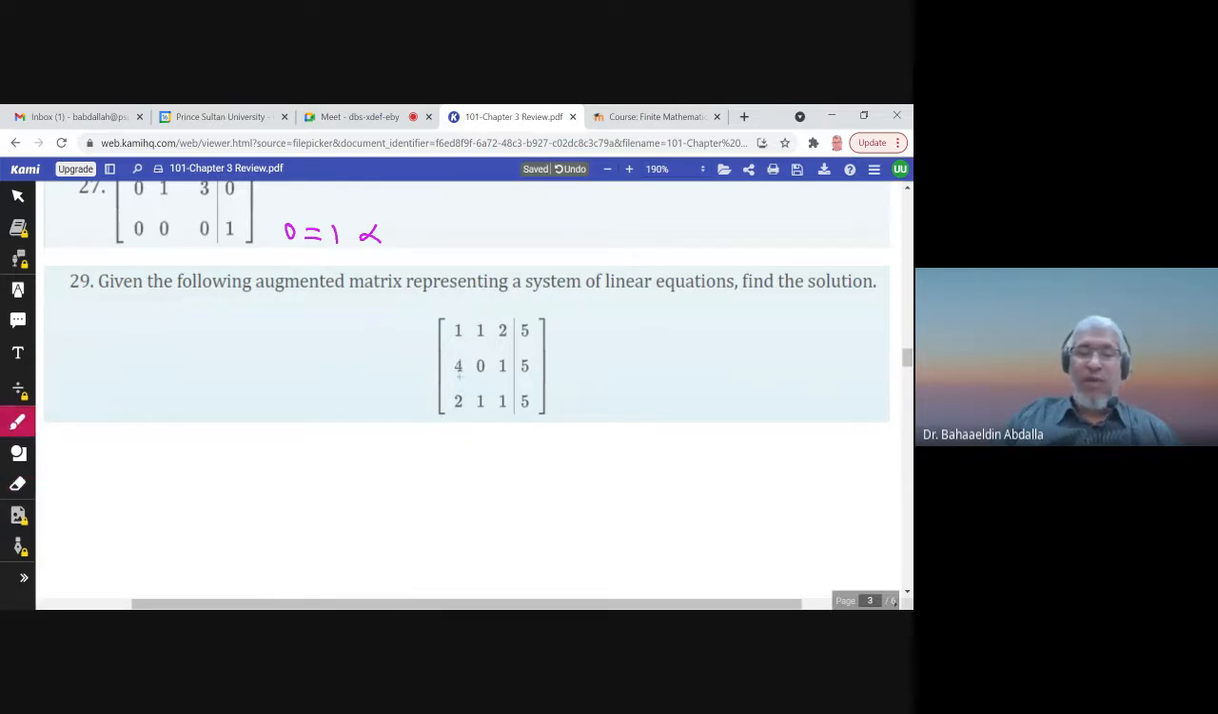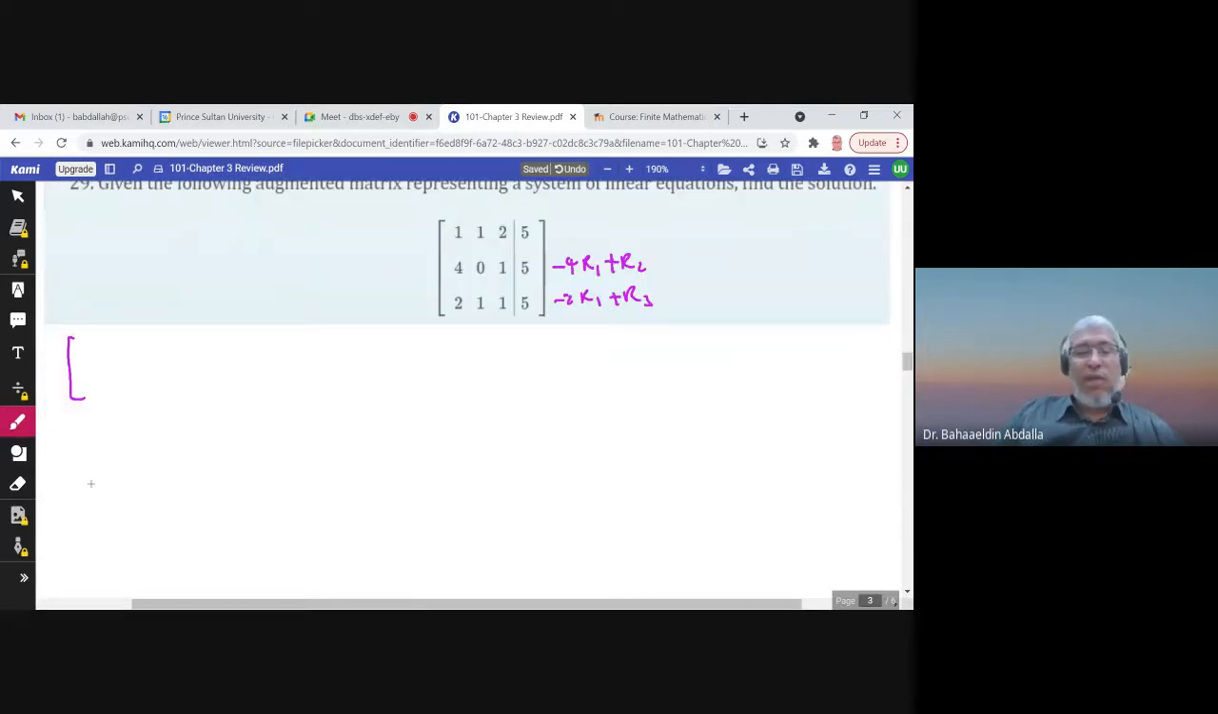This number is 1. I use it to make the 4 and 2 zeros. So negative 4 times R1 plus R2, and negative 2 times R1 plus R3. So the new matrix would be R1 is not changing, 1, 1, 2, and 5. Now negative 4 plus 4 is 0. Negative 4 plus 0 is negative 4. Negative 8 plus 1 is negative 7. Negative 20 plus 5 is negative 15.